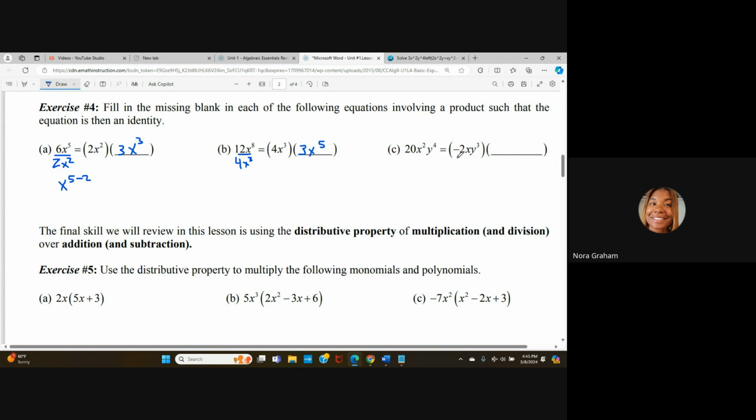Again, I divide this by what I have in there. xy cubed. Remember, there's always that imaginary 1 right there. So I have 20 divided by -2. That's going to give me -10.